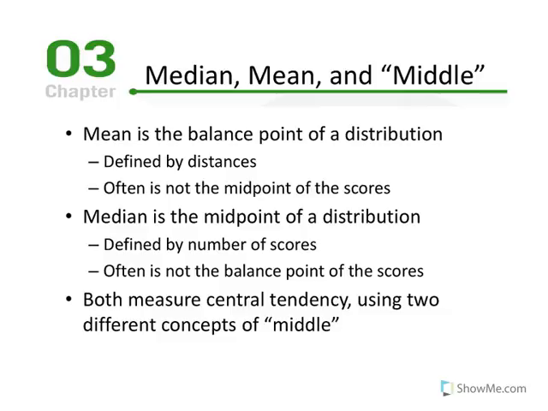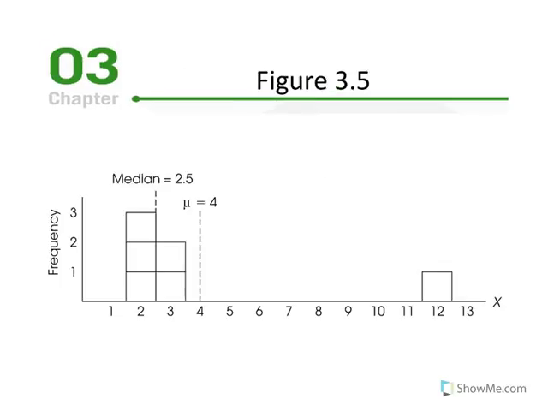The median is the midpoint of a distribution. It's defined by number of scores above and below that center value. Often it is not the balance point of the scores, so it doesn't divide the distribution where we have equal distance above and below. But it would if the distribution is perfectly symmetrical. Both measure central tendency using two different concepts of the middle. So again, the mean is in reference to distance, and the median is number of scores, and we want equal allocation of distance above and below for the mean, equal allocation of number of scores or frequencies above and below for the median.